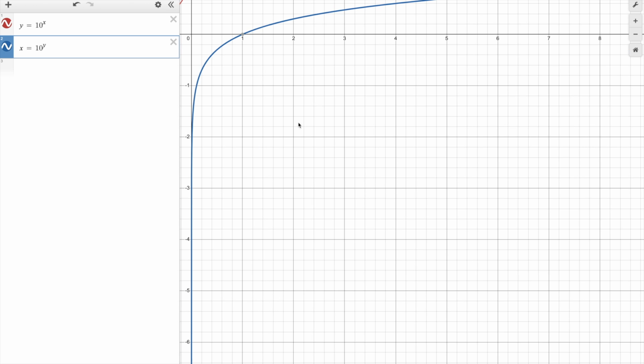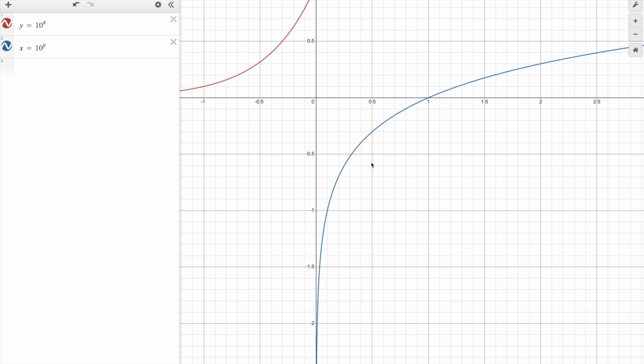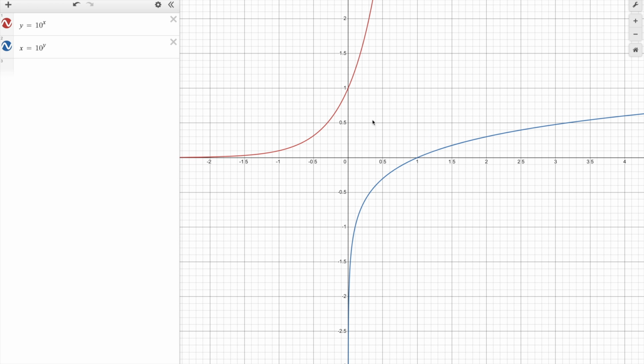And for the log x graph here, or the x equals 10 to the y graph, we can see a point on there is 1, 0. So on the exponential graph, we always have 0, 1. On the log graph, because we're kind of reversing the variables here, we have 1, 0.